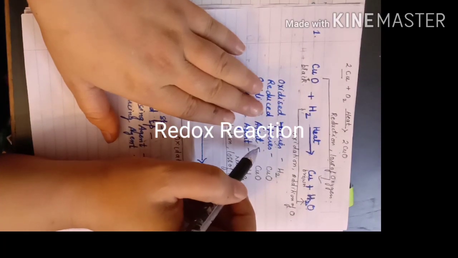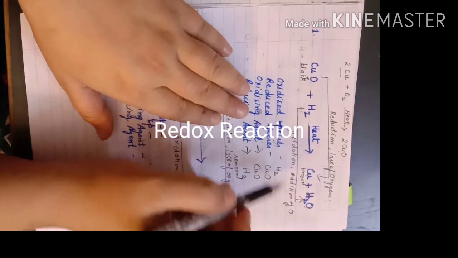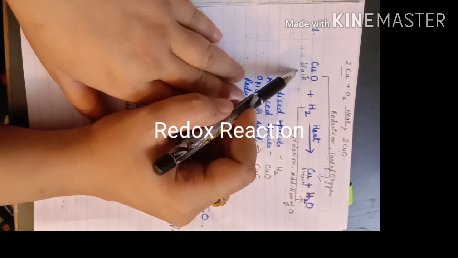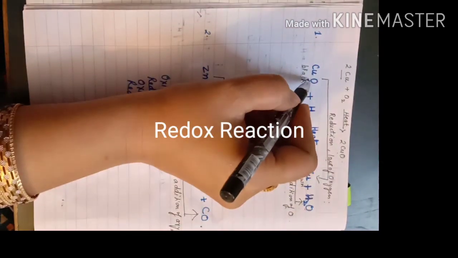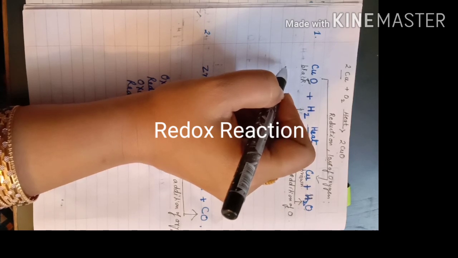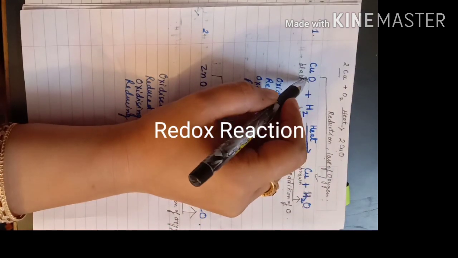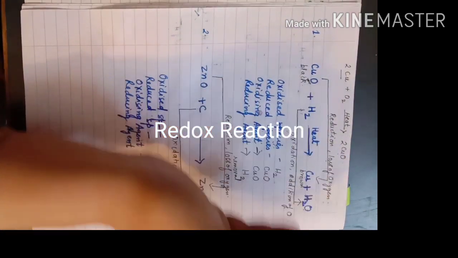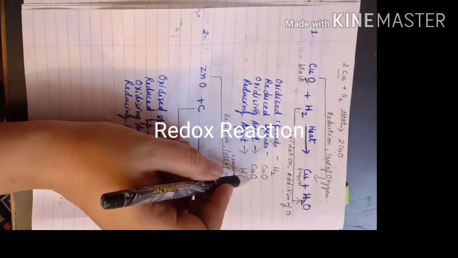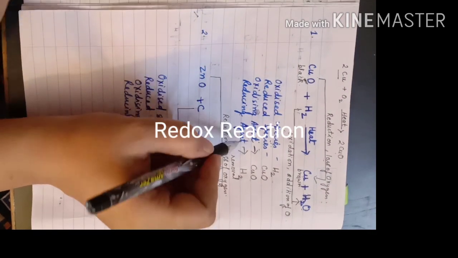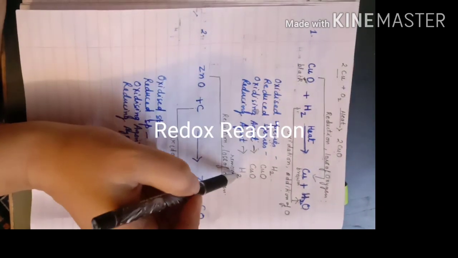Now come to the oxidizing agent. Have a look again at the same equation. Copper oxide is the oxidizing agent. Why? Because we are finding oxygen here, and on the product side you are not finding any oxygen attached with copper, isn't it? So copper oxide is actually donating its oxygen to hydrogen. So the oxidizing agent is copper oxide. The reducing agent is the one which has taken oxygen. So hydrogen here is the reducing agent.